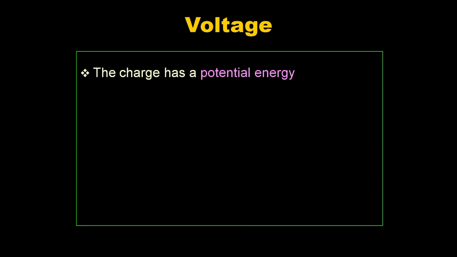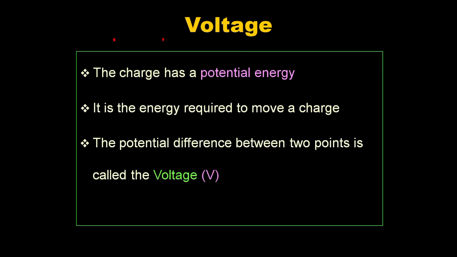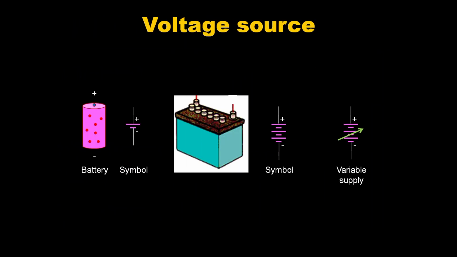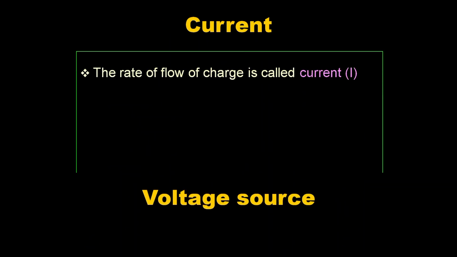And voltage is nothing but the potential difference between two points. If you have two points right here, and there is some potential difference between these two points, that causes voltage. The unit of voltage is volts. Generally, we'll draw the voltage symbol like this, where this is positive and this is negative.